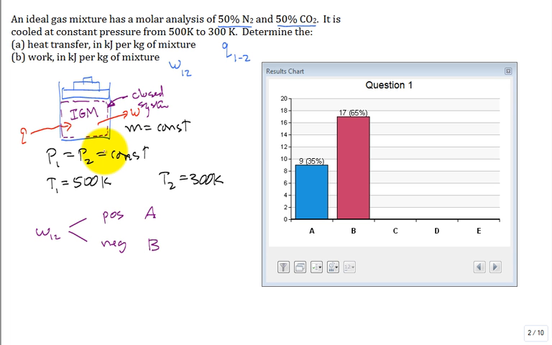So it's not going to lift that piston. It's not going to do work on the surroundings. It's going to receive work. So instead of a positive work of lifting, it'll be a negative work. So the correct answer is B. All that makes sense?